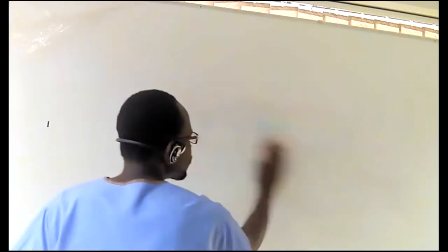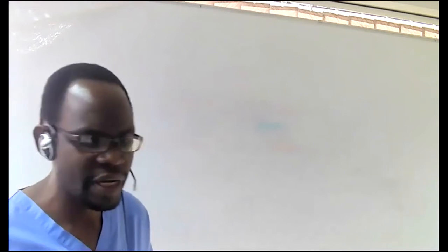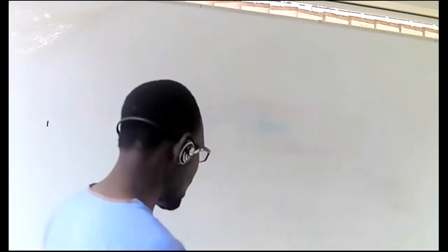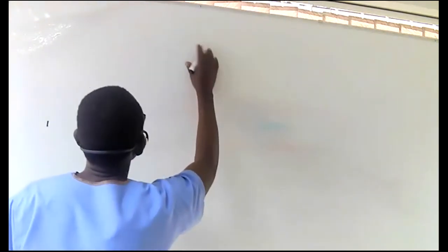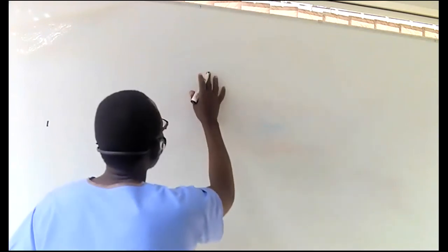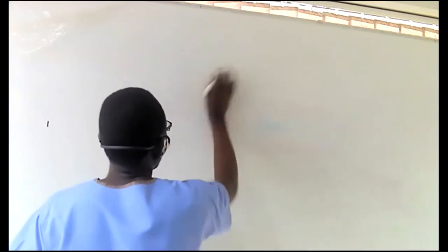So I want to draw a diagram that will basically help us as we look at these classes of drugs. It is basically artistic, just for illustration purposes, and nothing much. Now, just imagine, I want to make sure that it is very clear, this is the right part of the heart.